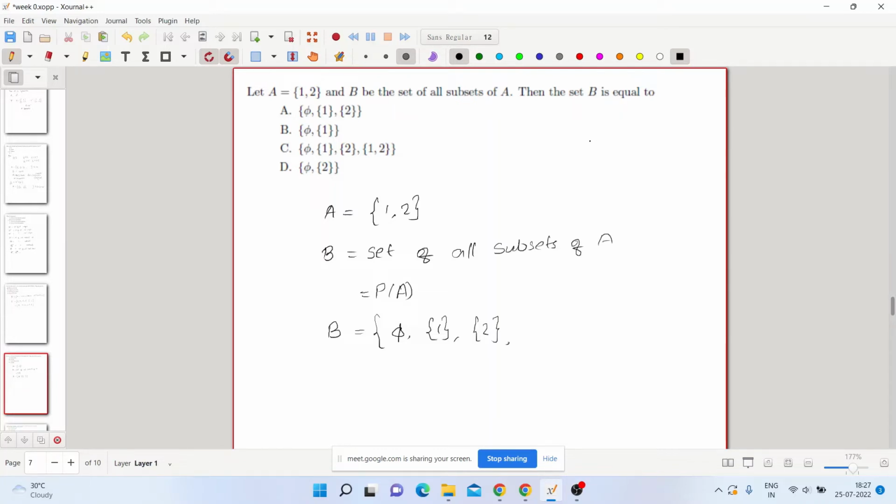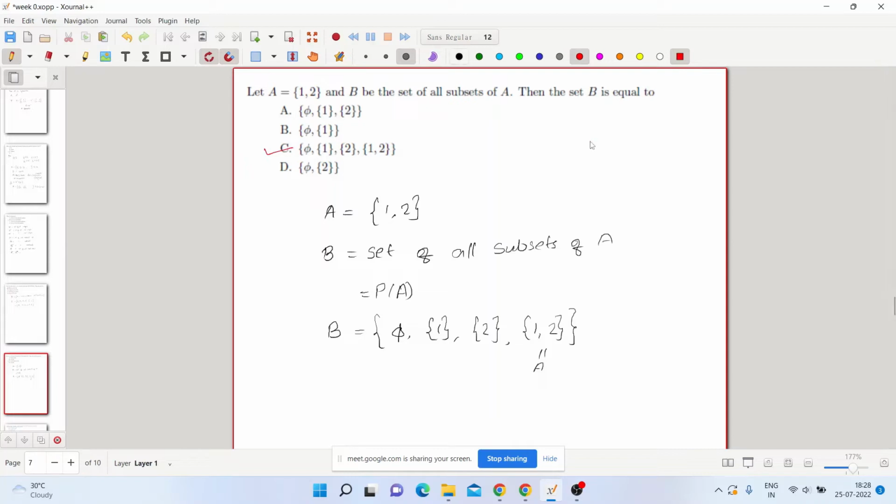So we will go to the two element sets. The set {1, 2} is the only two element set, and this is the same as A. So no more sets are here. So these are all the elements of B, that is, B is the set of phi, {1}, {2} and {1, 2}. So in the options it is option C, because 4 elements are listed.